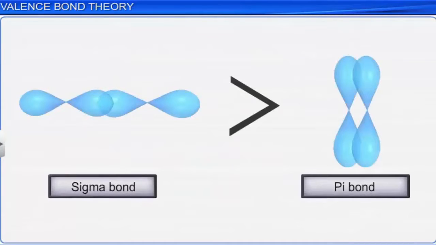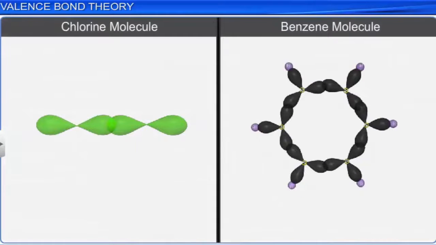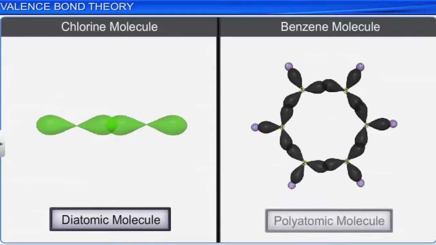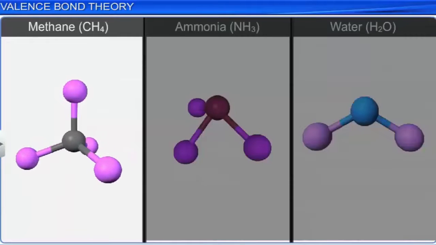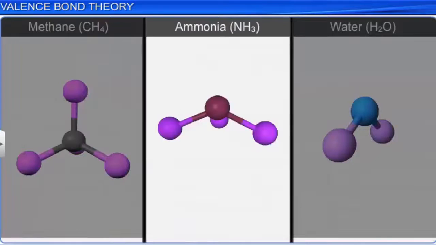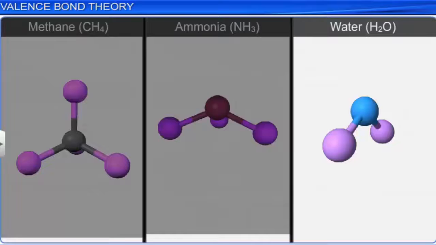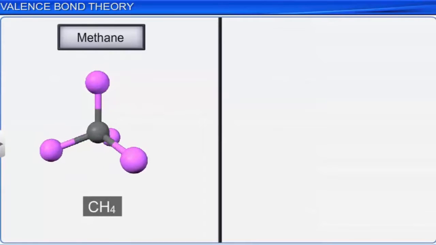The overlap criterion of orbitals applies equally to both diatomic molecules and polyatomic molecules. However, the valence bond theory fails to determine the actual shapes of the polyatomic molecules, such as methane, ammonia, and water, which are tetrahedral, pyramidal, and bent respectively. Let us explain the above limitation by considering methane molecule.